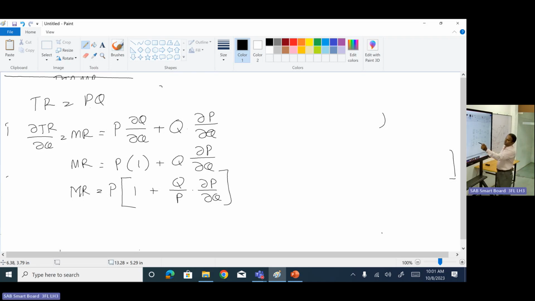So now what can you see here? Any idea? What came into your mind when you see that equation?